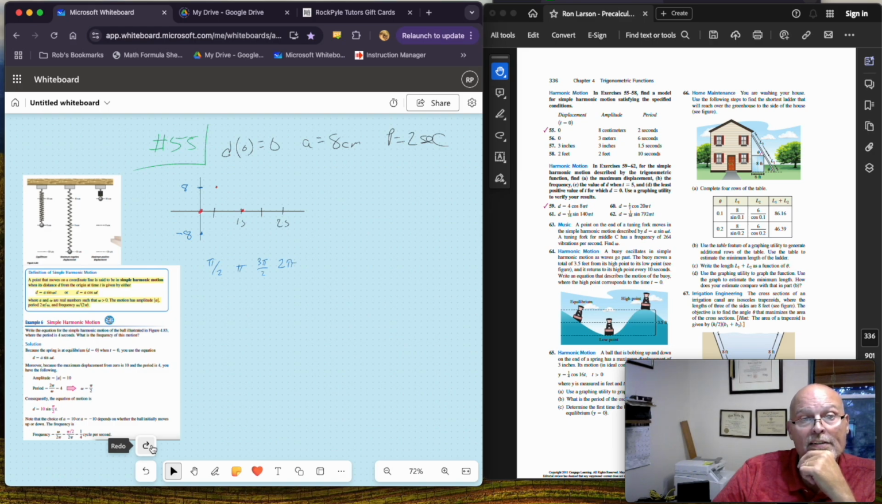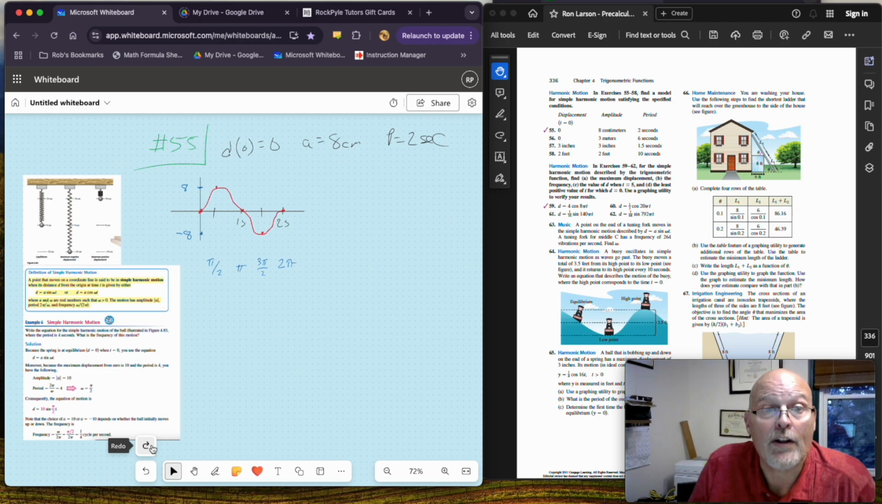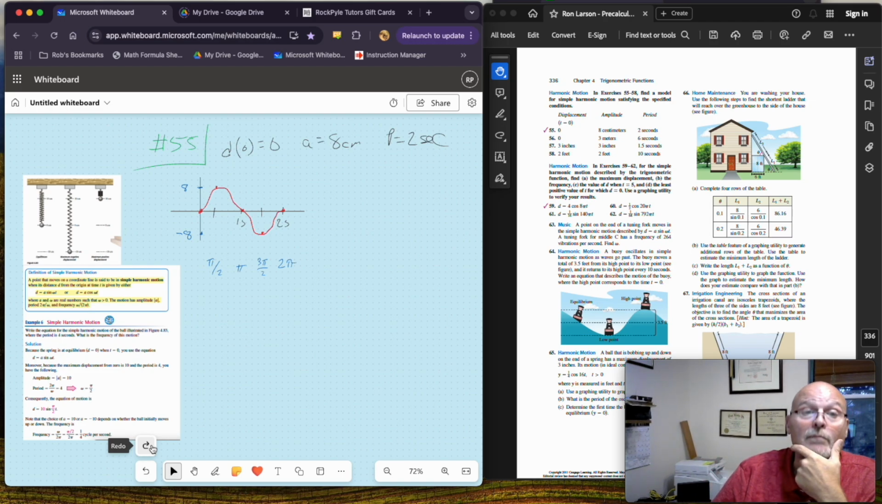It'll be at the max. Then at 1 second back to 0, 1.5 at -8 and 2. And you'll see my butchered drawing there. Dare you to do better with a pencil and a tablet.